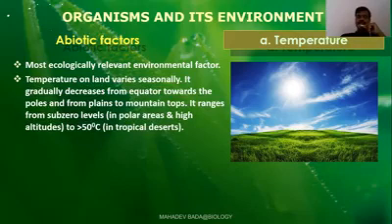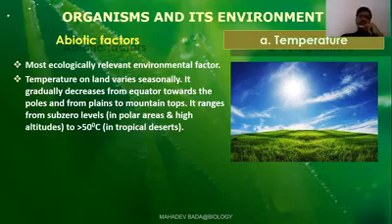Temperature on land varies seasonally because of the revolution of the earth around the sun and the rotation of the earth on its own axis. Slight tilting of the earth makes the seasonal variation. It also leads to day and night. So, because of all these reasons, there is no constant temperature on the earth. There is a lot of variation in temperature on the earth.